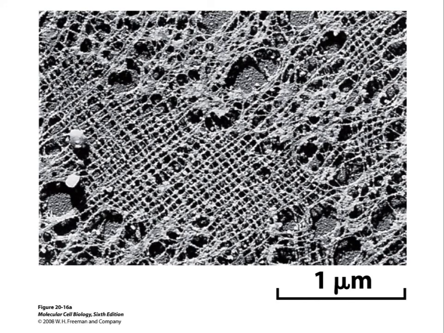Let's turn our attention to the nuclear membrane, the nuclear envelope as it's called by the authors in this section of the book. Here we see an electron micrograph of the inner surface of a nucleus, and we can see the nuclear lamina fibers as they're arranged in a crisscross pattern. And these stabilize the structure of the membrane of the nucleus, the double membrane.